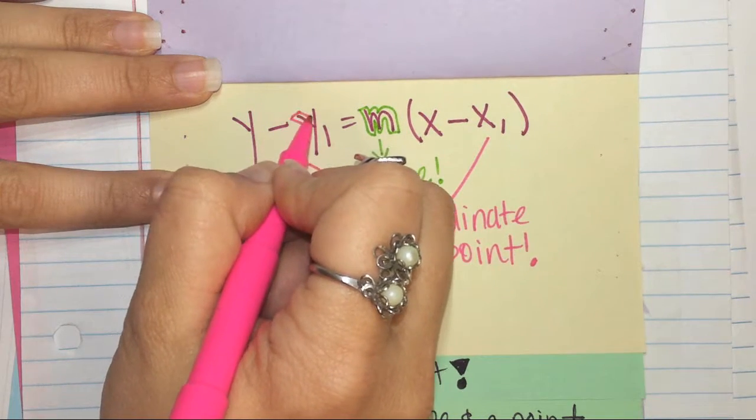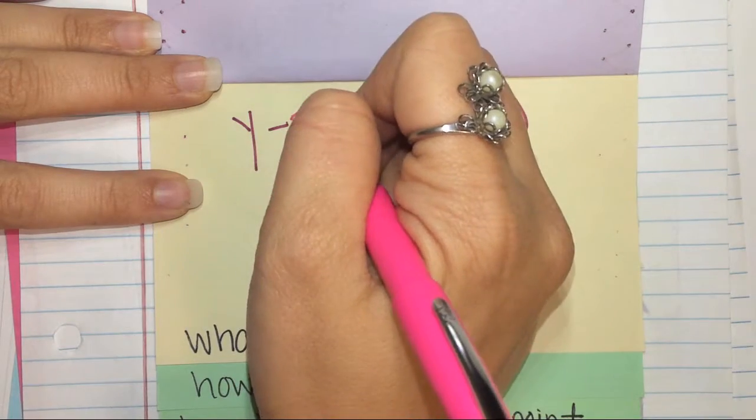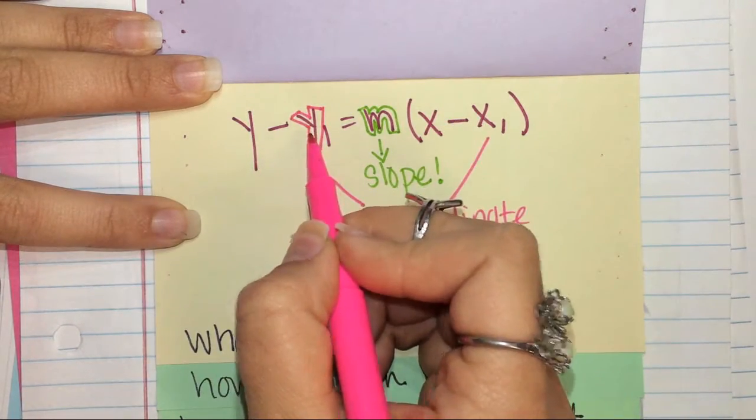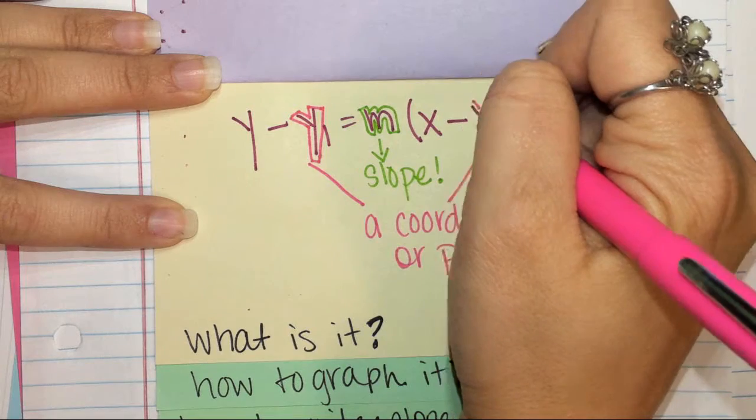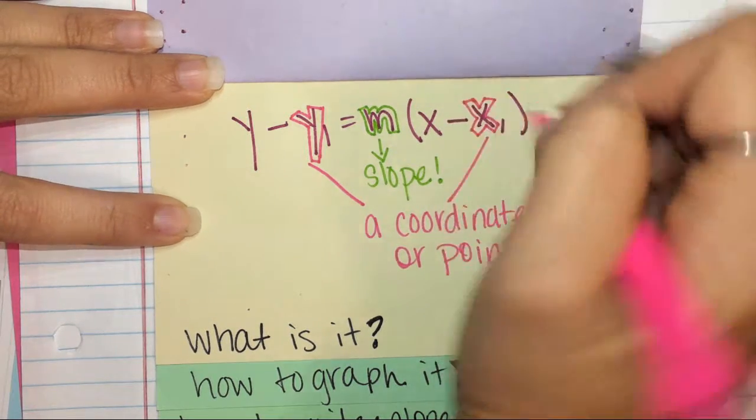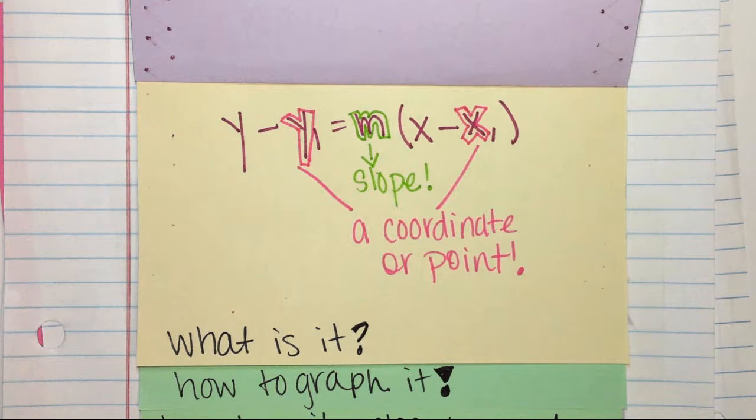Now, it is always going to be minus. So like if our point was 2, 3, it would be y minus 3. So you change the sign of whatever your coordinate is. If it was a negative, you would add. Does everybody understand? Are we ready to learn how to graph it? Does anybody need a moment? Okay.